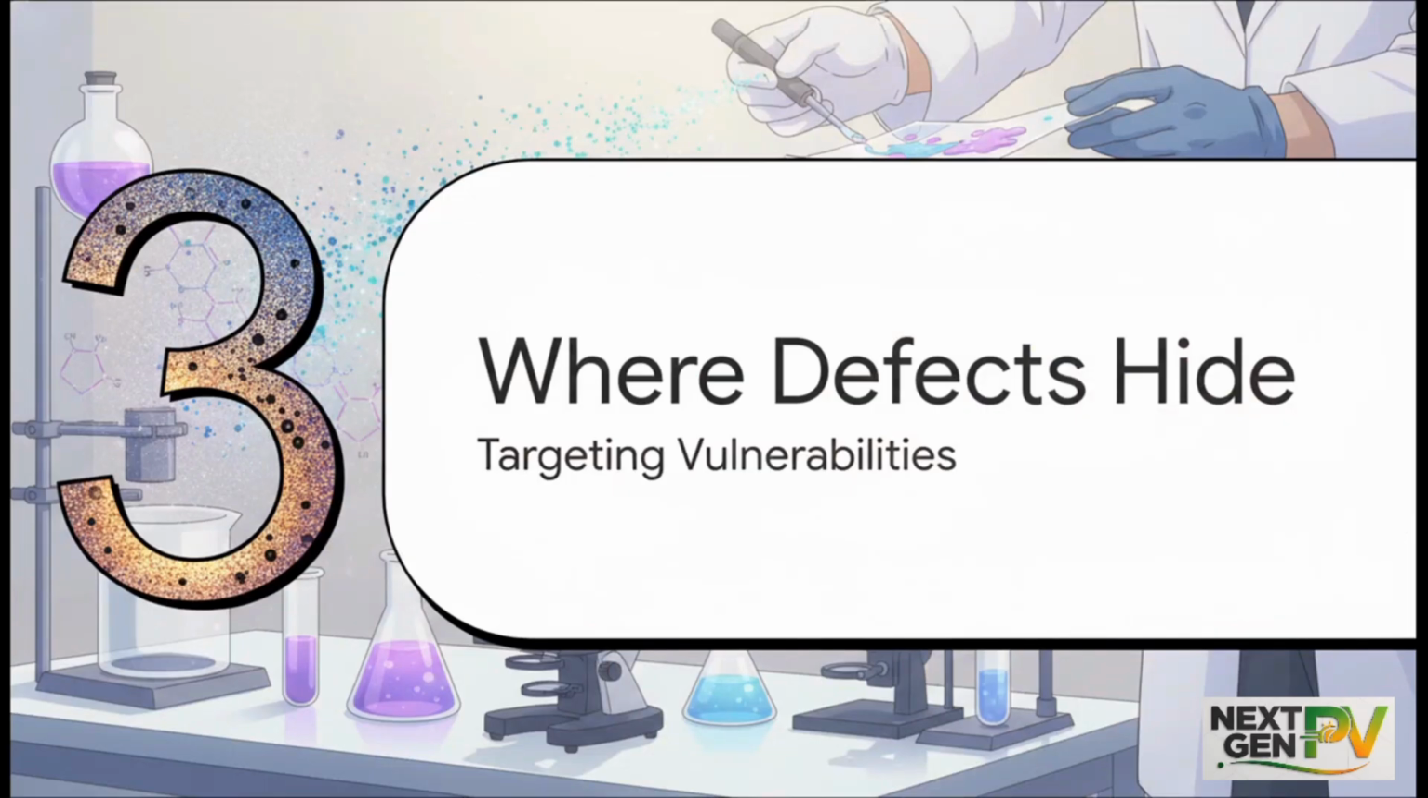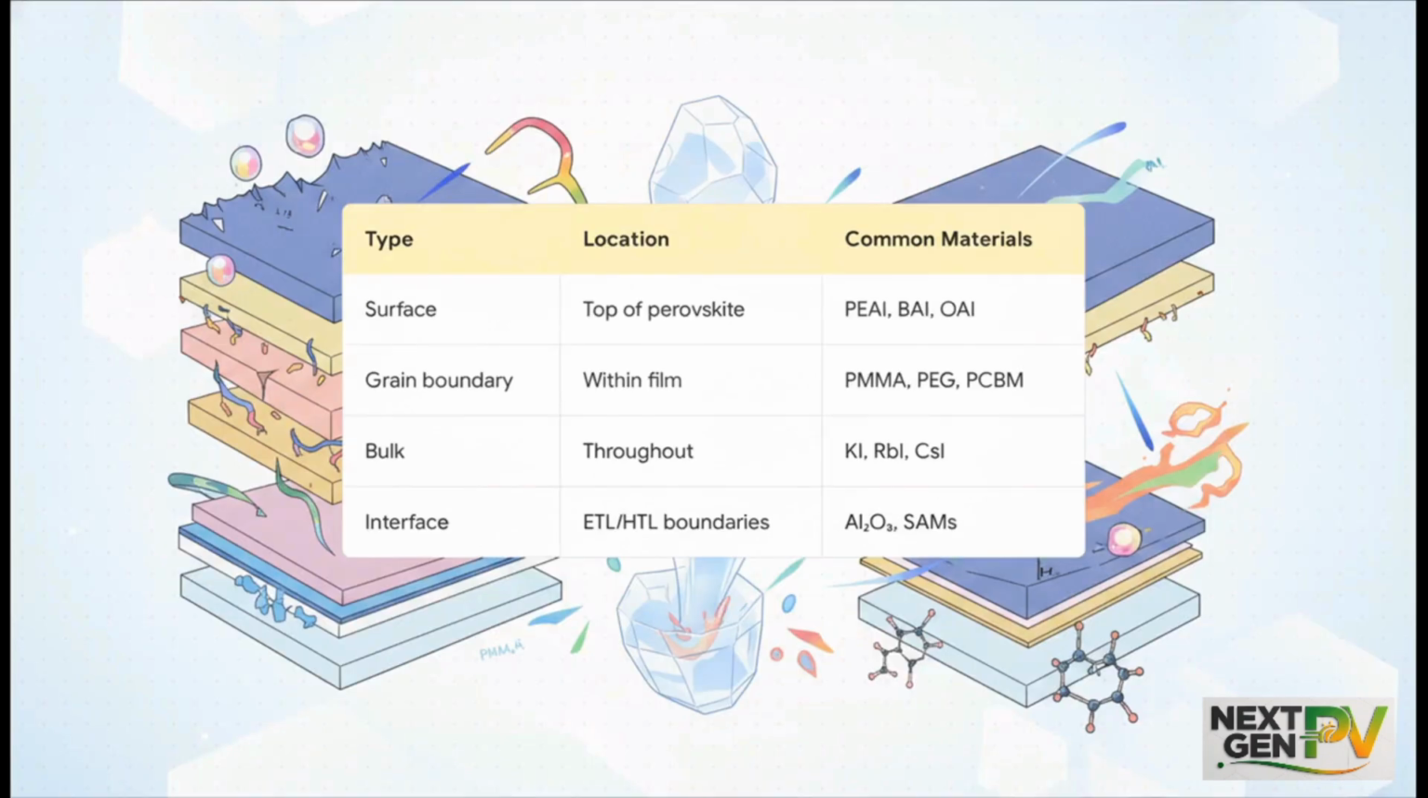Section 3. Where do defects hide? The trick is, these microscopic defects are everywhere, and we need specific chemical agents for each zone. Surface defects on the very top of the perovskite are incredibly common because of dangling bonds, so we use materials like PEAI or FAI to heal them. But defects also hide deep within the film at the grain boundaries. These are disordered crystal regions where we use polymers like PMMA to fill the gaps. Then there are bulk defects throughout the entire crystal, which we target by mixing alkali metals like potassium iodide right into the precursor liquid. Finally, at the interfaces where the perovskite actually meets the transport layers, we use ultrathin oxides or self-assembled monolayers. It's essentially a highly targeted, multi-front chemical war.